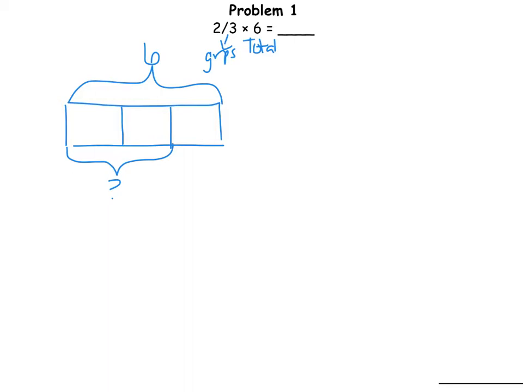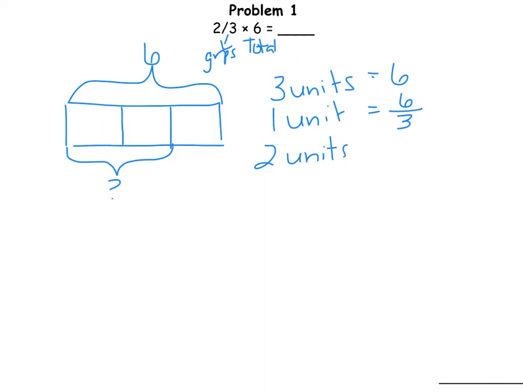So what I know is 3 units is equal to 6. 1 unit is equal to 6/3. 2 units would be the 1 unit, which is 6/3 times 2. So we're going to solve this multiple ways, and then eventually you'll get to choose which one works for you.